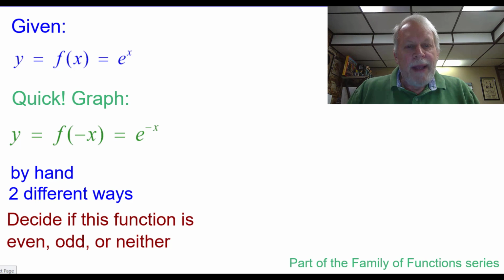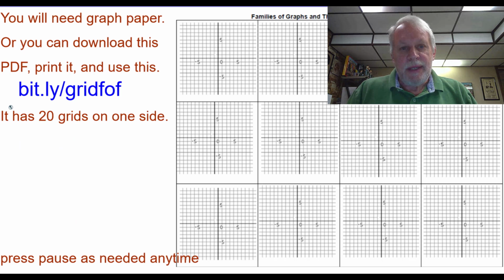Quick, graph y equals e to the opposite of x by hand two different ways and decide if the e to the x function is even, odd, or neither. This is part of the Family of Functions series.